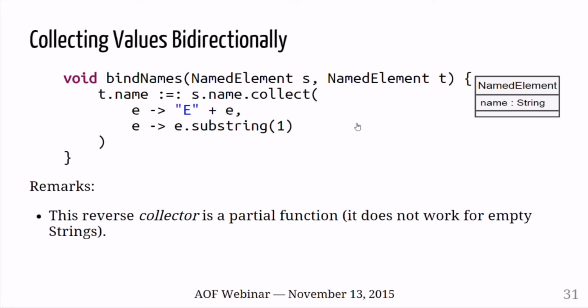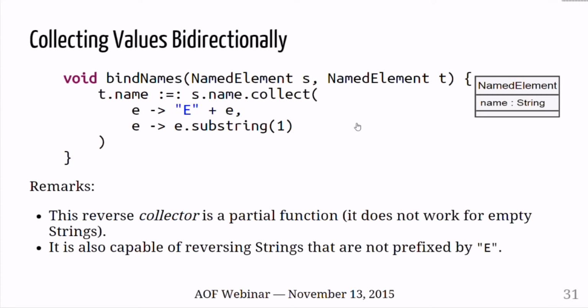And actually, if you think about it, this reverse collector is a partial function because it doesn't work for empty strings. So which means that if you add an empty string in the target, in the result of the collect, then there will be a problem. And actually, it can also reverse strings that are not prefixed by key, but that are prefixed by something else. So probably this reverse collector is not always what you will want to use. But that's just an example, of course.